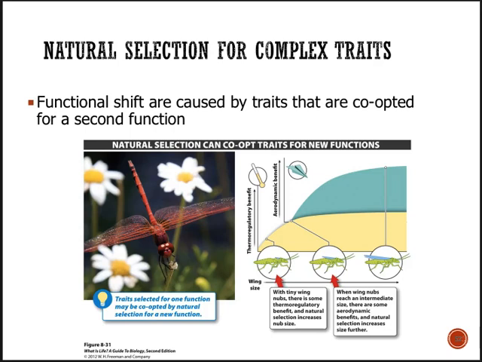It's whatever slight little improvement, however small, is going to be selected for in the case of flight, because that's going to get you away from your enemies and so forth. So natural selection really can work on complex traits.